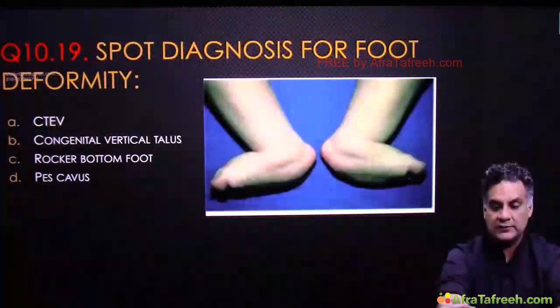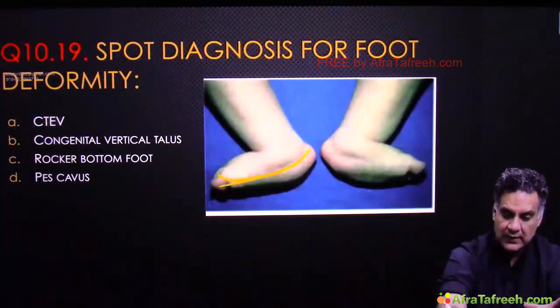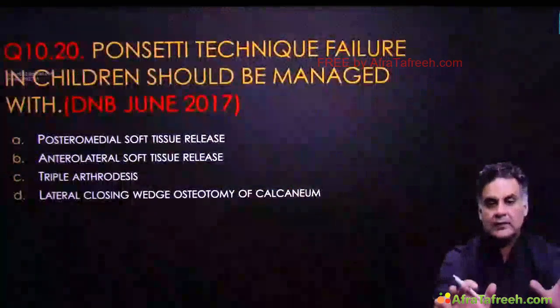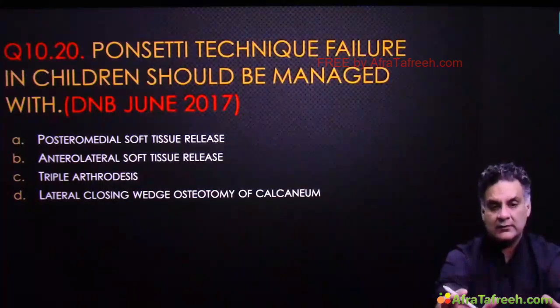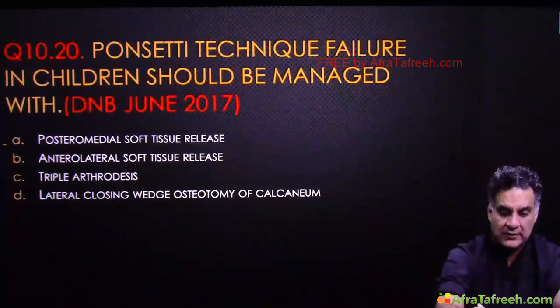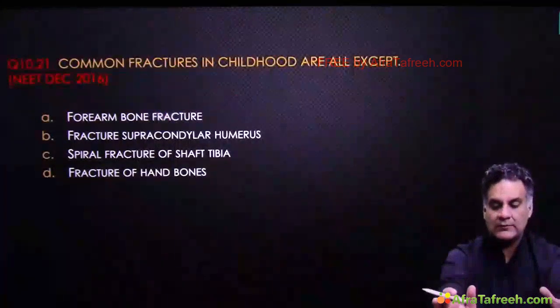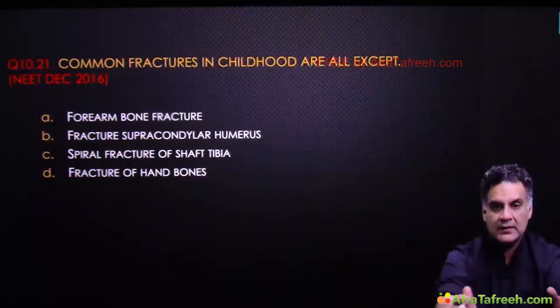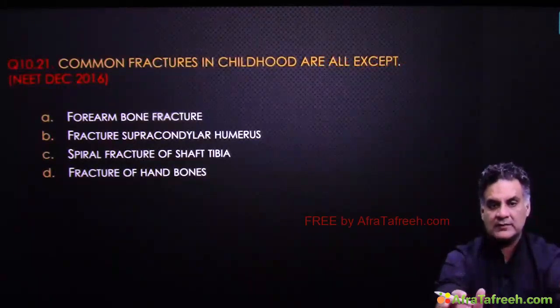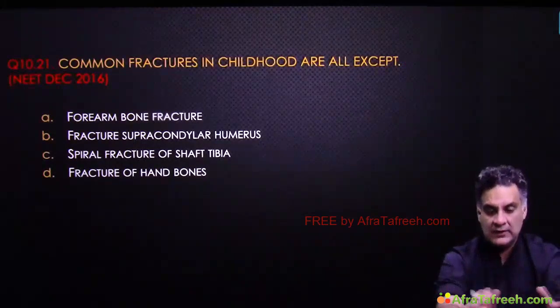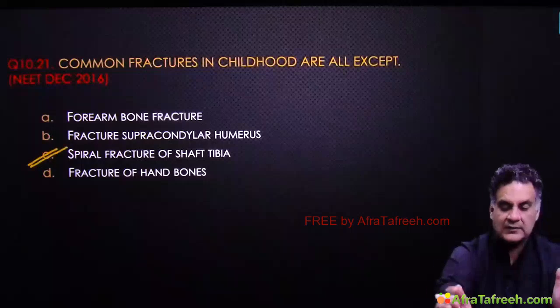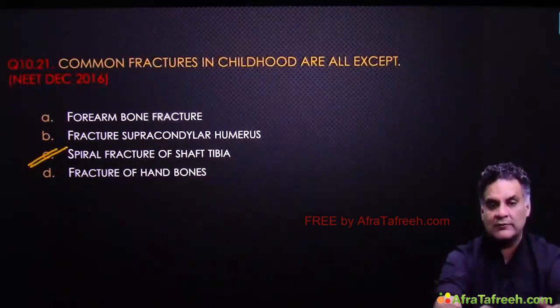Spot diagnosis for this foot deformity. Very, very important question: rocker bottom foot. Ponseti technique failure in children should be managed with: if it doesn't work, do a posteromedial soft tissue release. Common fractures in childhood are all except: forearm fractures, one of the commonest; elbow injuries, very common; hand injuries, very common; spiral fractures are common but rarest out of the four.